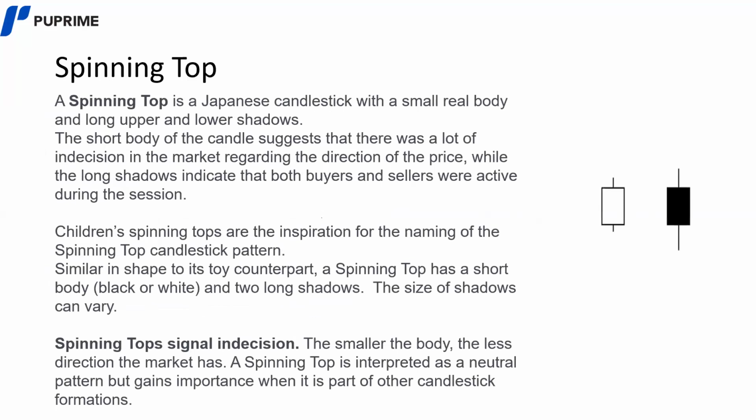Another one is the spinning top. The spinning top is also related to the doji, and it's when the candlestick did not close equally, but the gap is not that much.